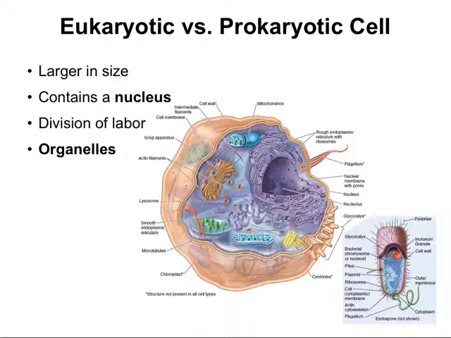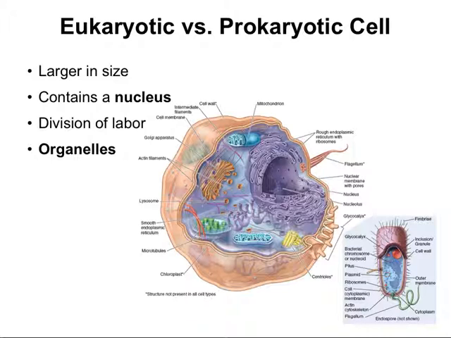A quick review of how eukaryotic and prokaryotic cells are different. You'll recall that eukaryotic cells are much larger in size. In general, we say about 10 times larger. The prokaryotic cell had no nucleus, no membrane-bound nucleus. However, the eukaryotic cell has a membrane-bound nucleus, and inside that nucleus, we have multiple linear chromosomes of DNA.